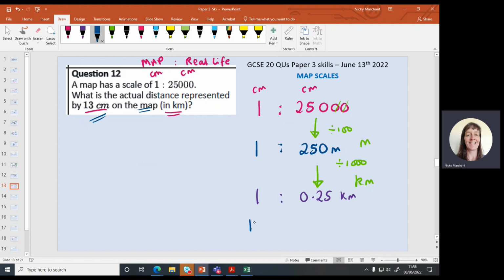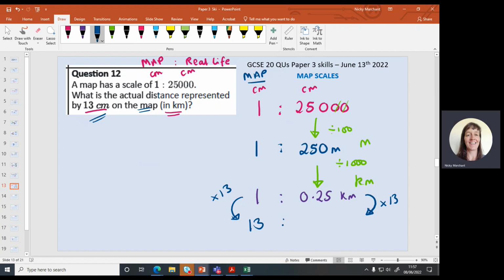Okay, so I put 13 on my map side, and I'm going to use my new kilometer scale to get the answer. Now, from here to here, I have times by 13. So the golden rule of the length: do the same to both sides, times by 13. You might have wanted to use the link going that way, times 0.25, therefore the bottom times 0.25. Exactly the same bit of maths is going on there.